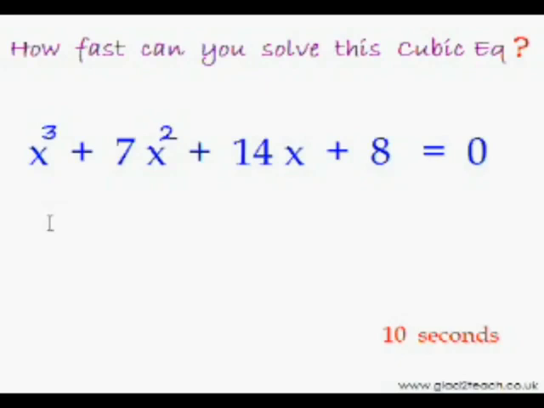In this video of Glad to Teach, we are going to learn the EasyCal trick to easily solve the cubic equations. So once you know this trick, you can easily solve the cubic equations in just few seconds. So first you please give it a try. You have 10 seconds. Start.